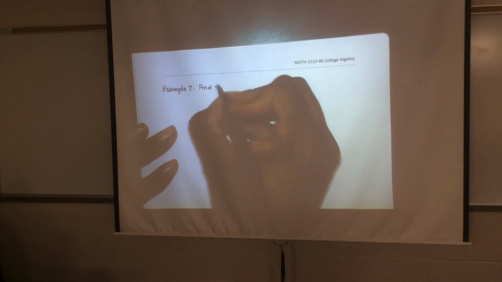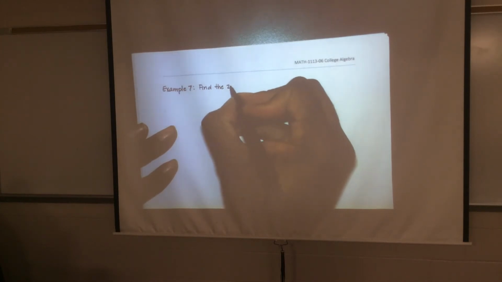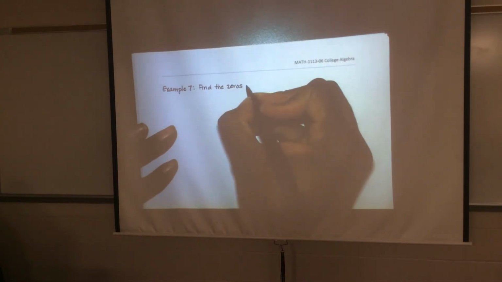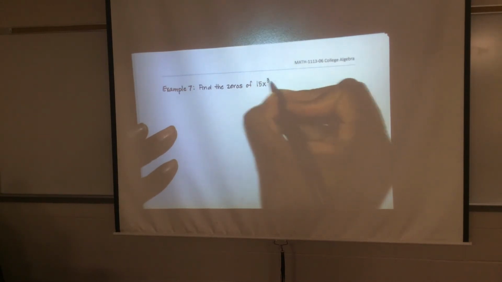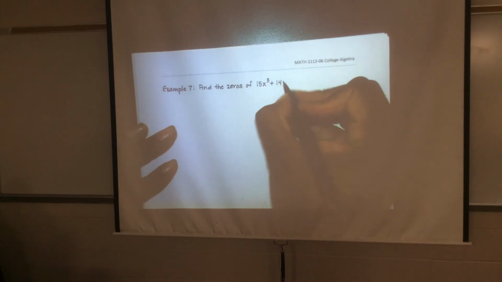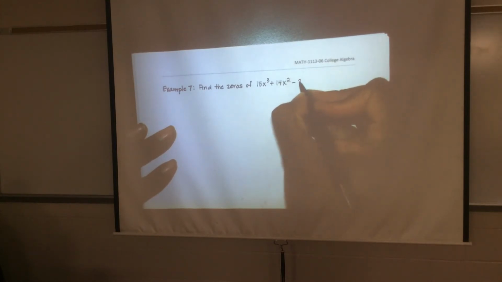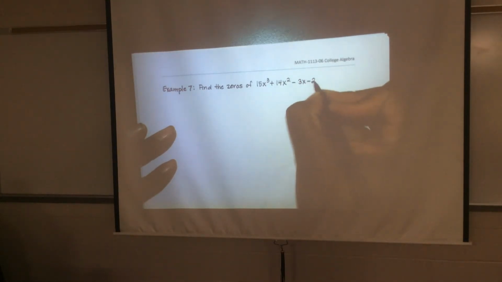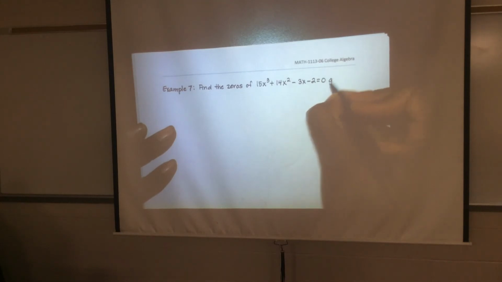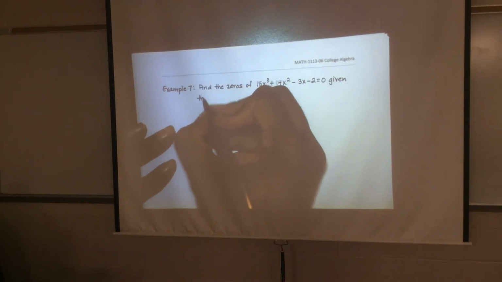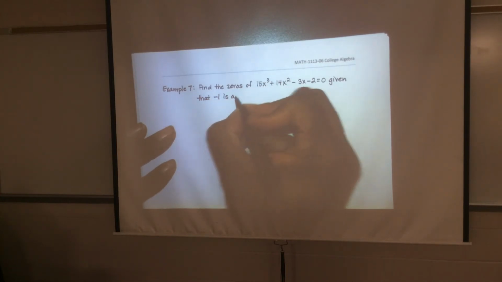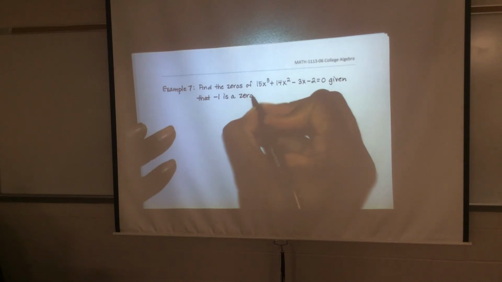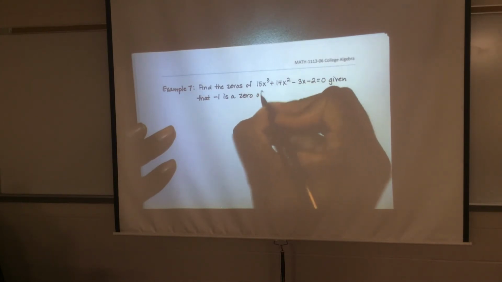Here we're going to find the zeros of this function, 15x cubed plus 14x squared minus 3x minus 2 equal to 0. And let's say we're given that negative 1 is a 0 of this function.